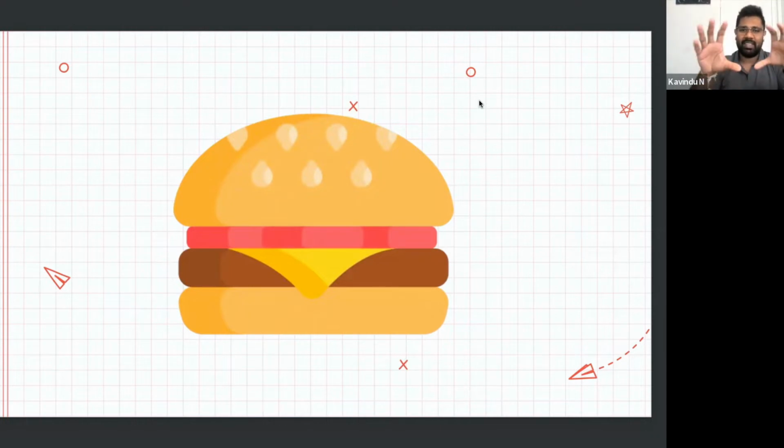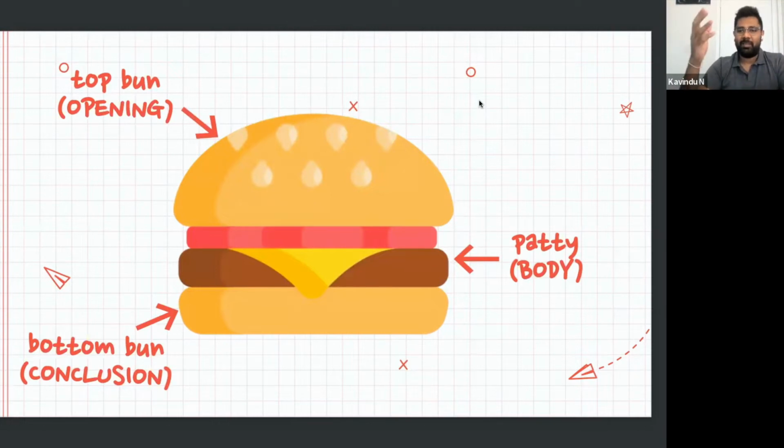I'll be using this cheeseburger analogy to explain the presentation structure. Whatever the burger it is, it could be a cheeseburger, it could be a veggie burger, you'll need to have three main components: the top bun, the patty, and the bottom bun. It could be whatever ingredients you put in the middle, but you always have to have these three components. Similarly, in a presentation, you should have the opening and the body as well as the conclusion. So let me start by explaining the opening.